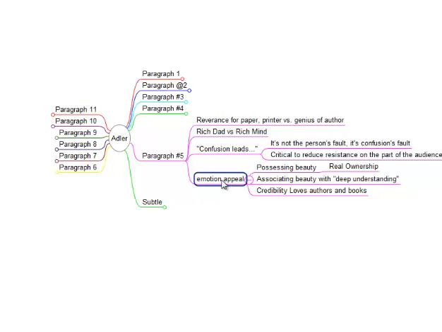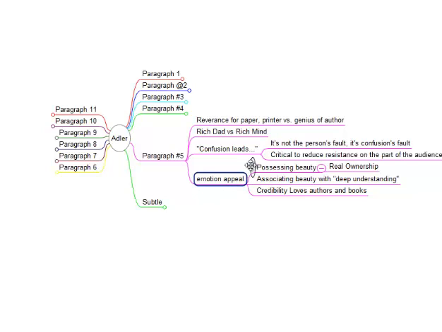Okay, now this also is a credibility appeal, because he's establishing his credibility as someone who doesn't want to mutilate books. This is someone who really loves authors and loves books. And you remember he's already said this is not mutilation, this is love. So he returns as someone who loves authors and loves books.